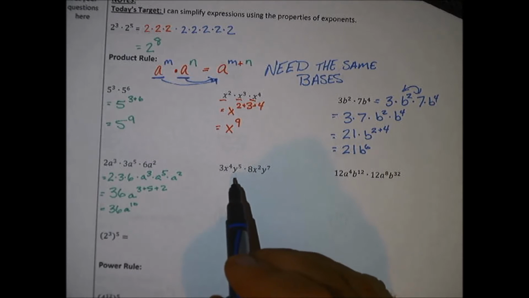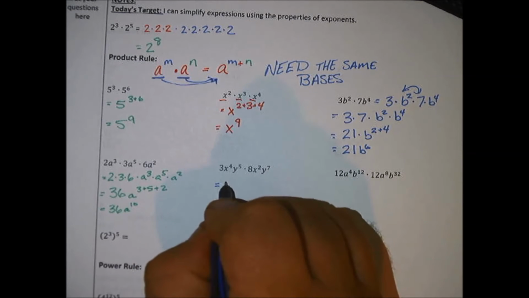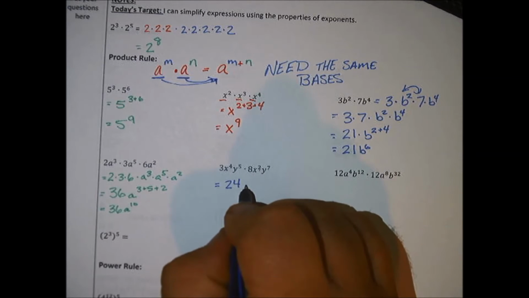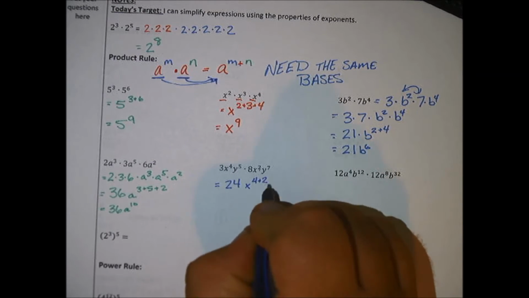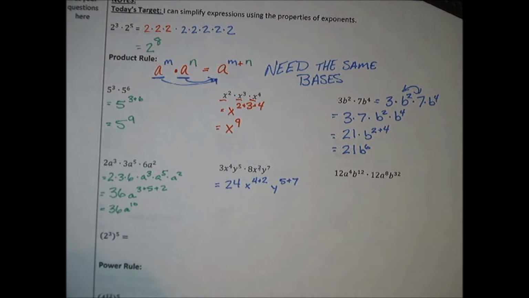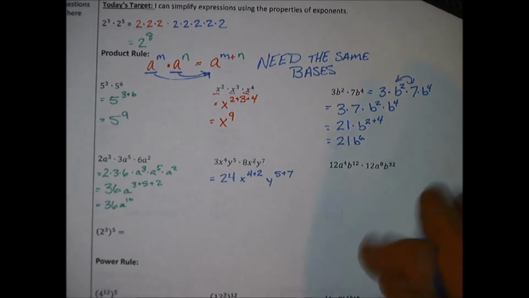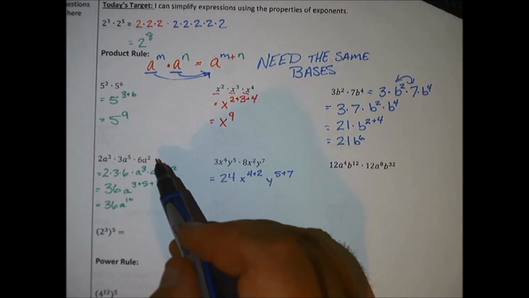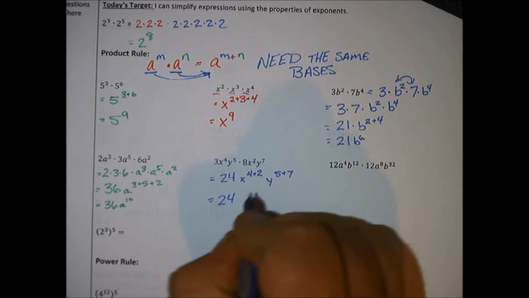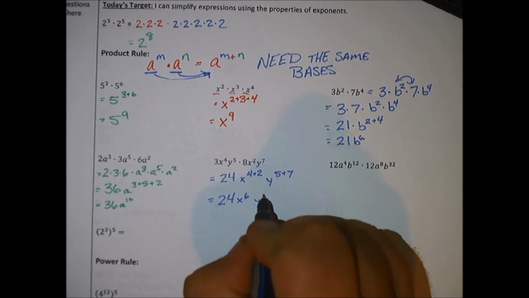Let's go with this one here. We have 3 and an 8. I'm just going to simplify that right now. 3 times 8 is 24. Okay, I have x to the fourth and x squared. So x to the 4 plus 2. And then y to the 5 and 7. 5 plus 7. Okay, that can literally be your next step. You don't have to rewrite these steps up here. You don't even have to write this step here. You can just go straight here. So that's 24. 4 plus 2, that's 6. 5 plus 7, that's 12.